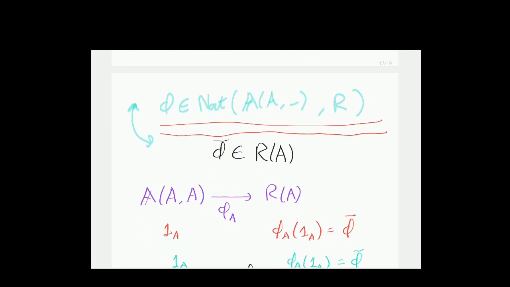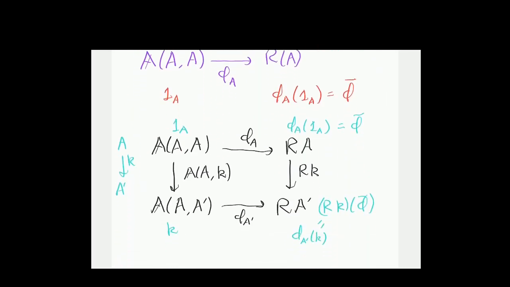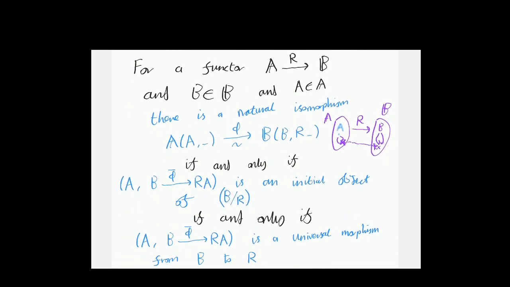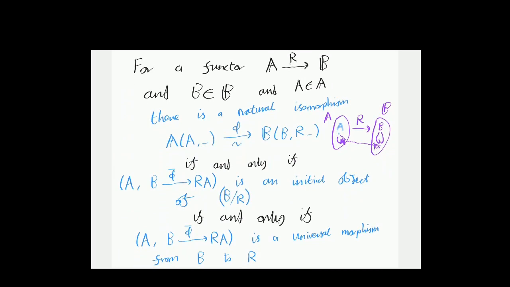Now, drum roll, here is the big result that I've been sort of working up to. This is the very general kind of result, which, yeah, I think is just great. So here it is. So the setup. We're going to suppose we have a functor R from A to B, and we have an object capital B of scripty B and an object capital A of scripty A. Now, we're going to suppose that this functor here, scripty B of B comma R blank, is representable.